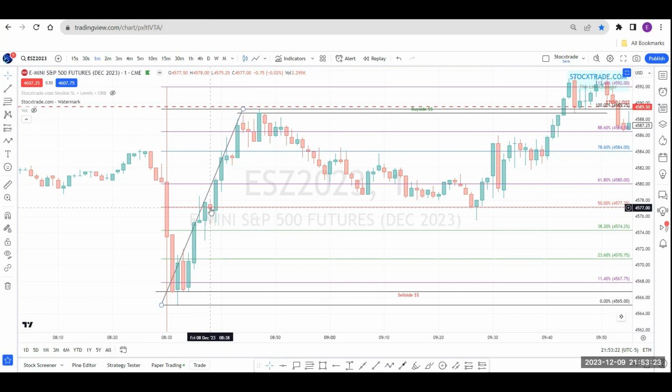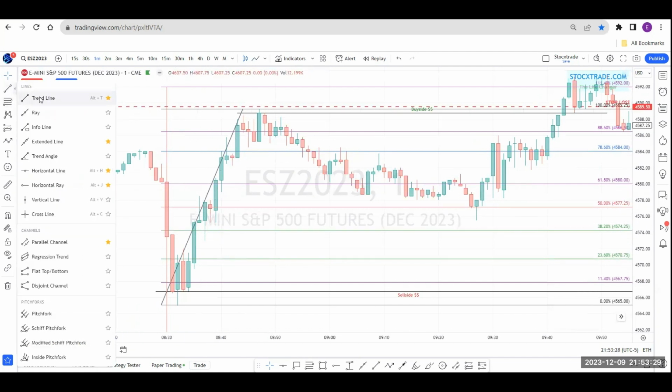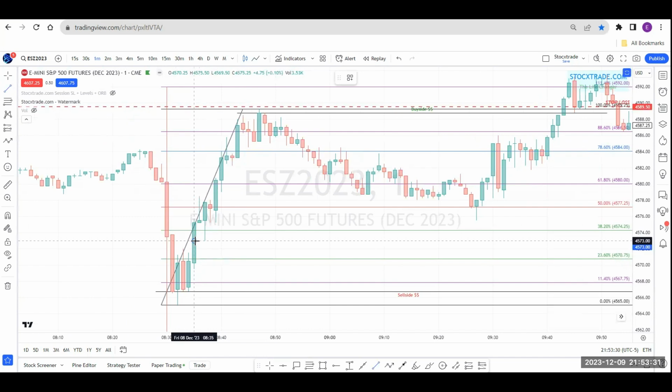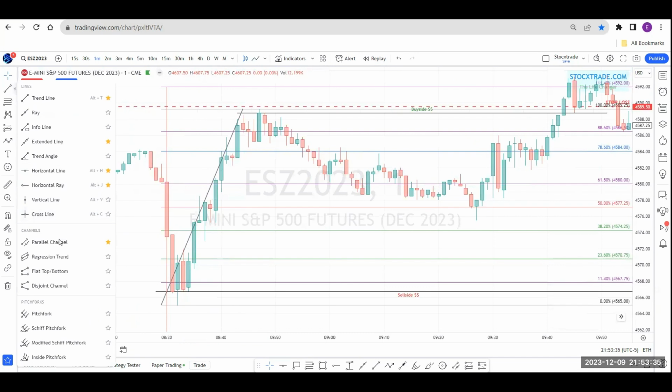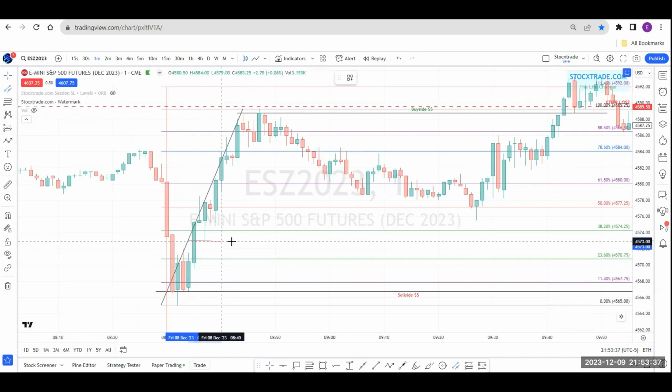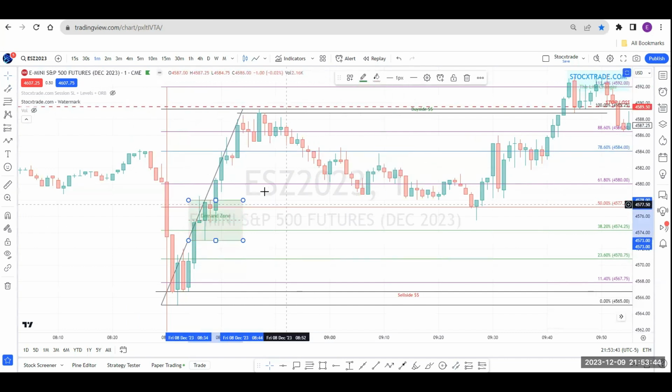Or this is another demand zone because this is a green candle. So I can take the whole total demand zone from this wick up to the body. Okay. This will be my demand zone.